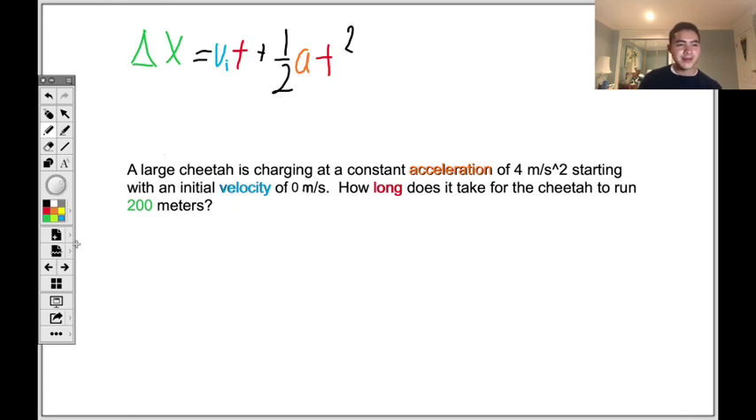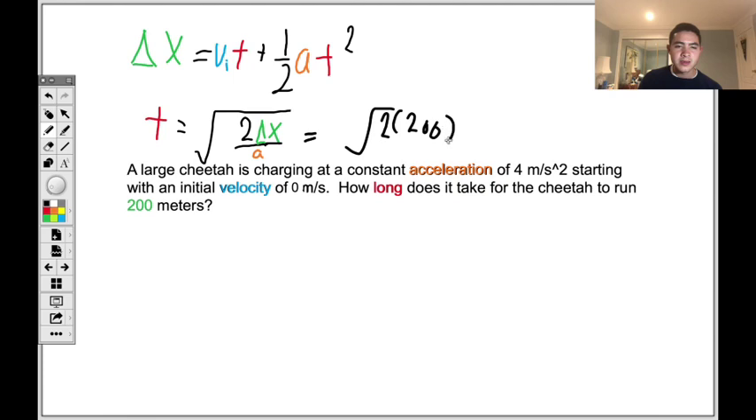So first we have to rearrange the equation so that we are solving for time. Then we simply have to apply the variables that are given in the question. Square root of 2 times 200 over 4. So this should give you an answer of 10 seconds.